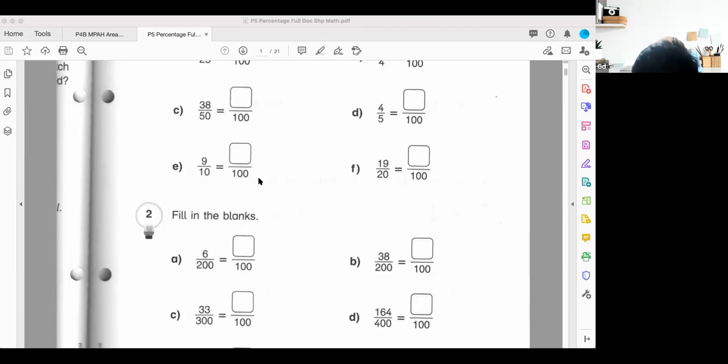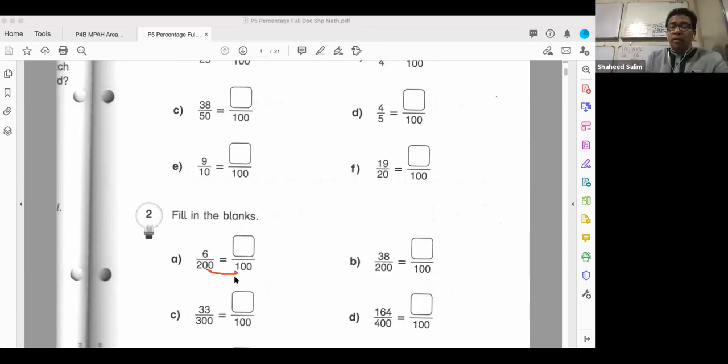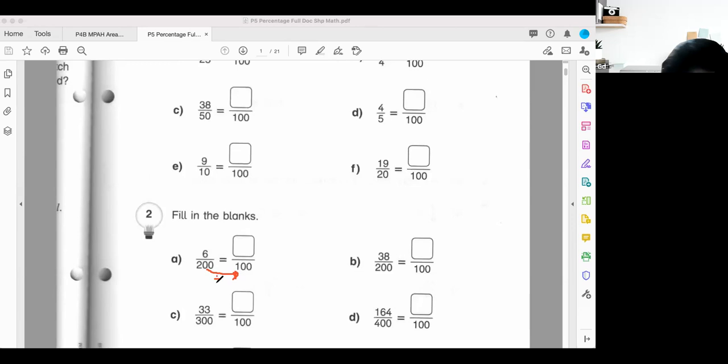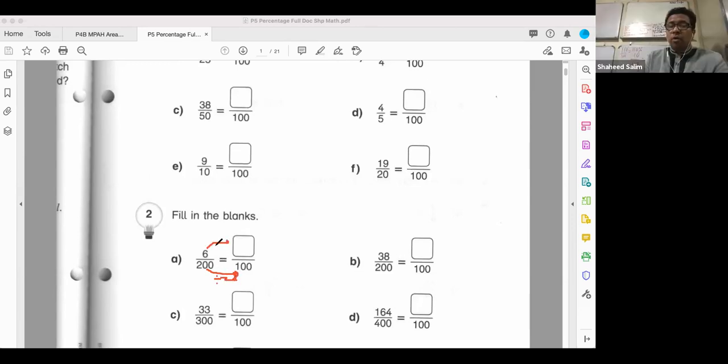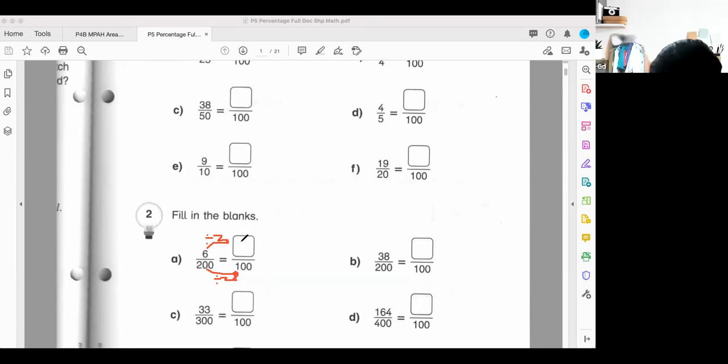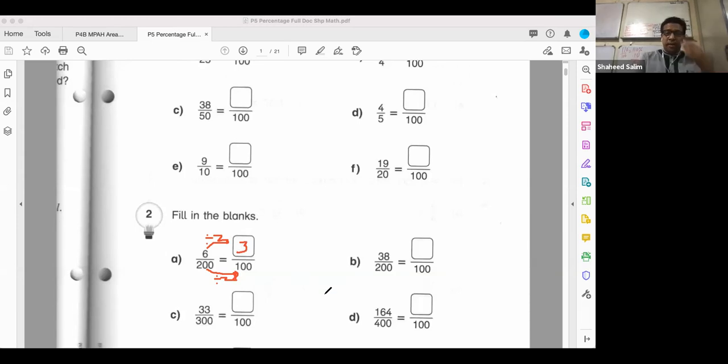Okay, now down here. 200 divided by what gives you 100? 2. So do the same thing to the top. So 6 times 2? No, you must divide. You must be fair. And 6 divided by 2, what's the answer? 3. Yes, that's the answer. 3, well done.